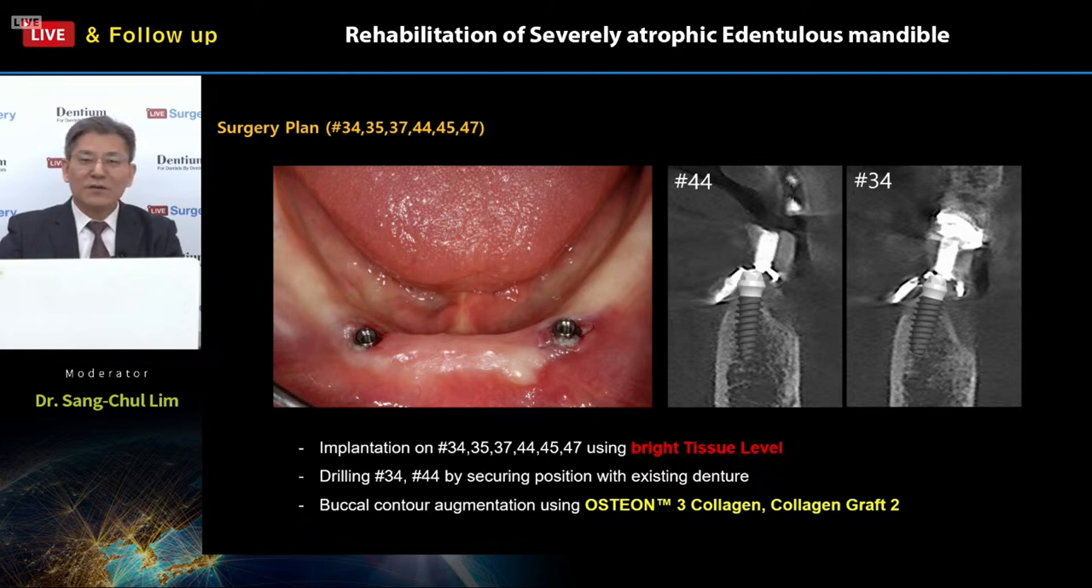So all of these implant fixtures are chosen as bright tissue level. We can learn what are the advantages of the bright implant fixture tissue level system. Okay.